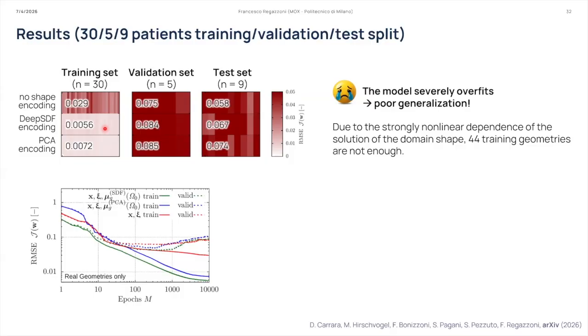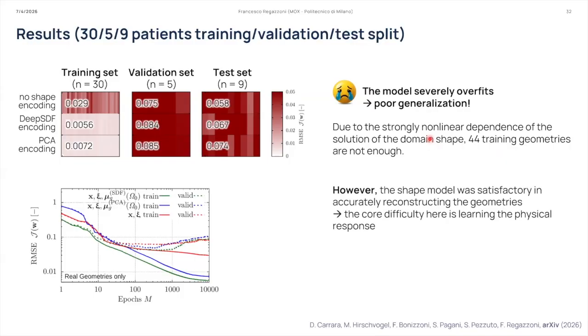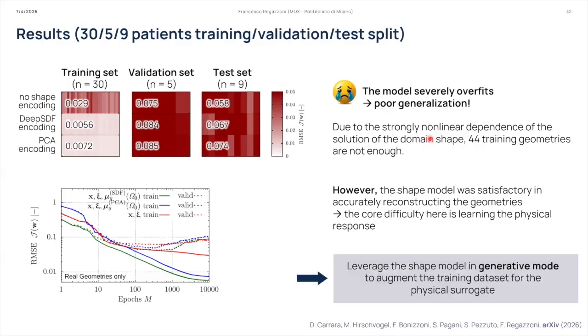And so what we feared has become true because we concluded that 44 geometries are simply not enough to learn such a complex problem. And we were a bit disappointed, but we also had some hope because in the end, the shape model was satisfactory in reconstructing the geometries. So we concluded that here the core difficulty was not in learning the shape, but in learning the physical response. And so this observation suggested to us to leverage the shape code in a generative way to augment the training dataset to be used by a physical surrogate.